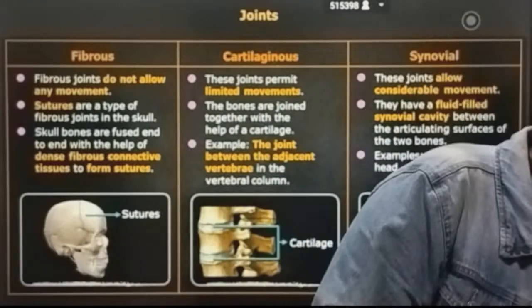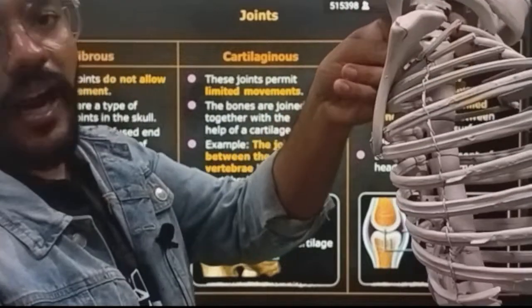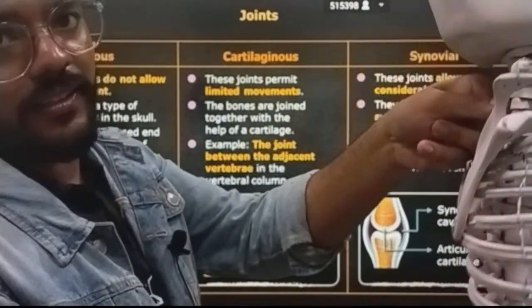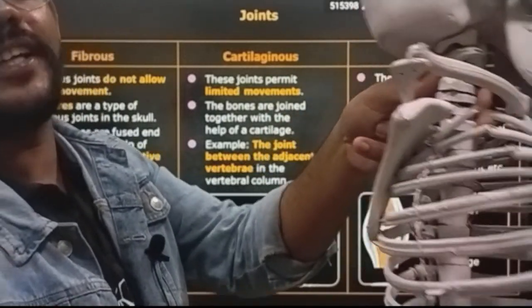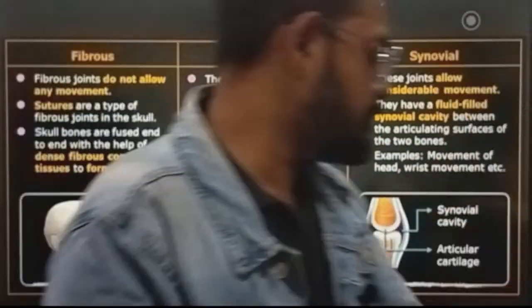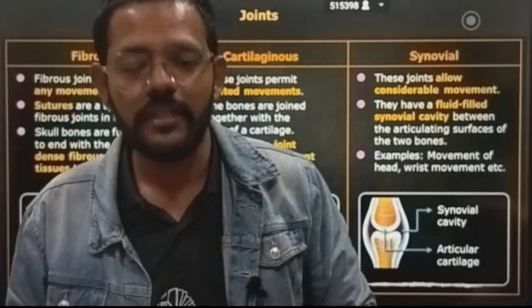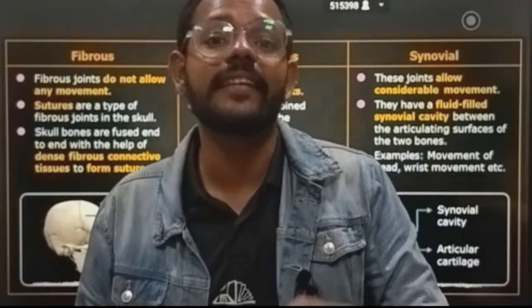You can see here, I can move the vertebral column of this skeleton, but it is not moving totally. It does not allow total movement. This is because of the cartilaginous joint present between the vertebrae, called intervertebral discs.